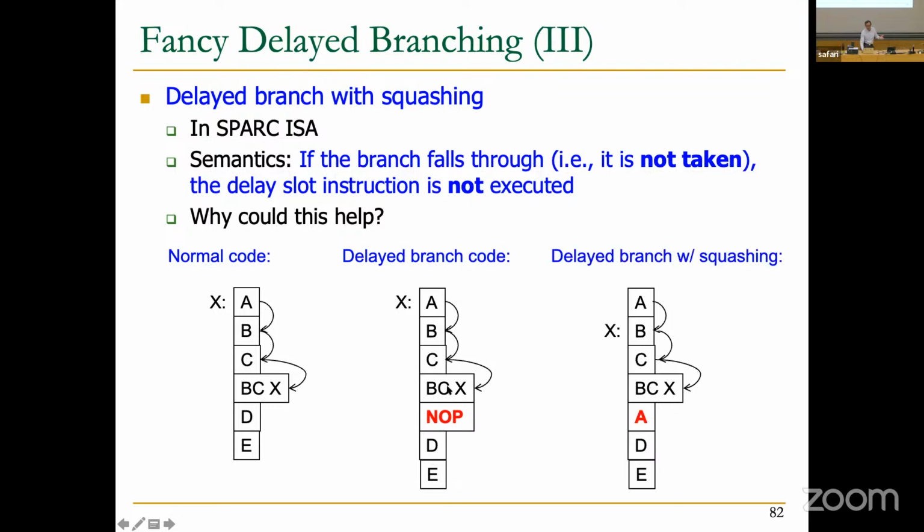Now, if you have squashing, you can take the instruction that's in the next iteration and put it after the branch. And if the branch is taken, you execute this instruction. If the branch is not taken, you need to squash this. So this is a branch delay slot, but with squashing. This helps a little bit, clearly. But now it's resembling branch prediction also, right?